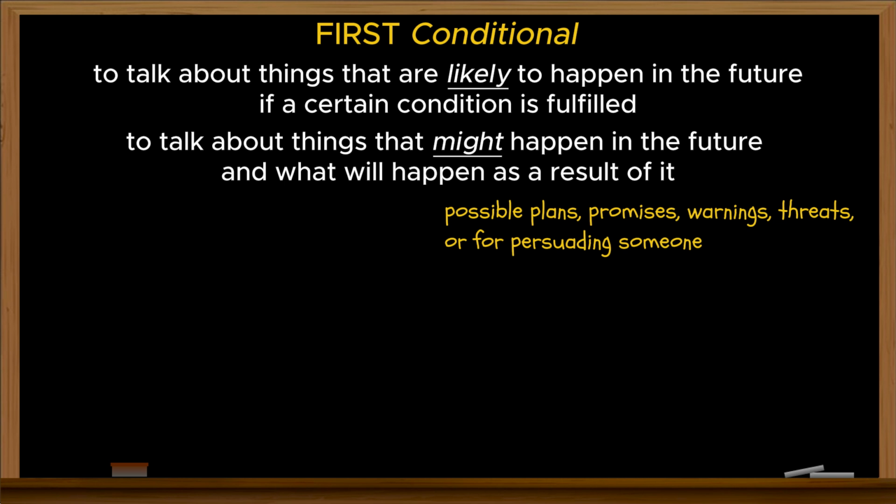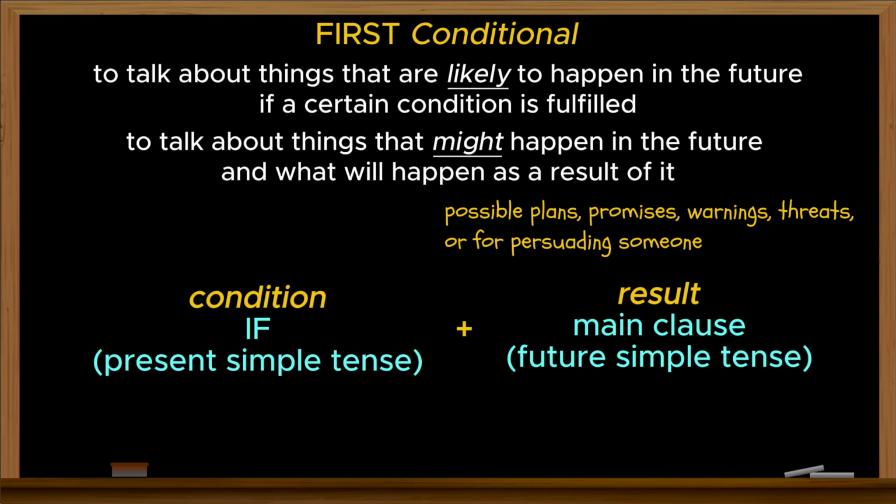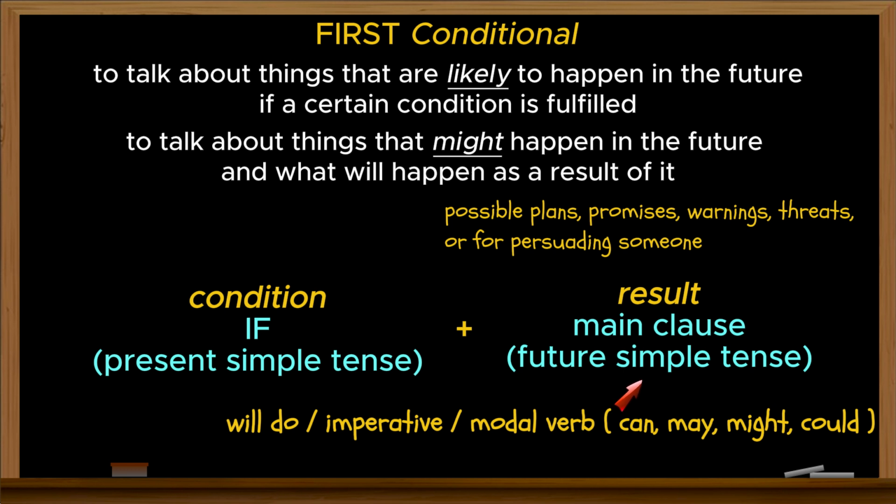To make a sentence in the first conditional, you might use the word if followed by something that might happen, and then what will happen if it does. You can see the formula on the screen, and as you can see, we use the present simple tense in the if clause, and we normally use the future simple tense in the main clause. And the key word here is normally, because we can also use modal verbs like can, may, might, or could in the main clause to express possibility in the future. And we don't use will in the first clause.